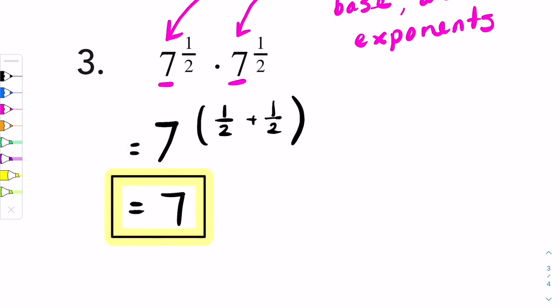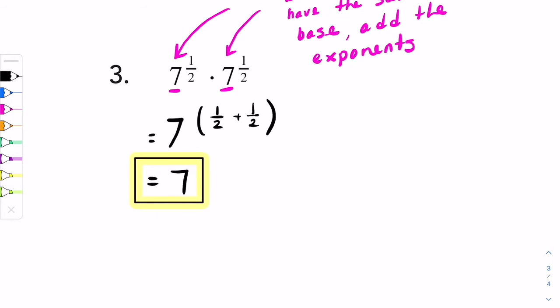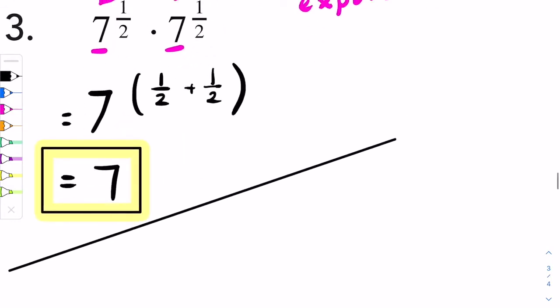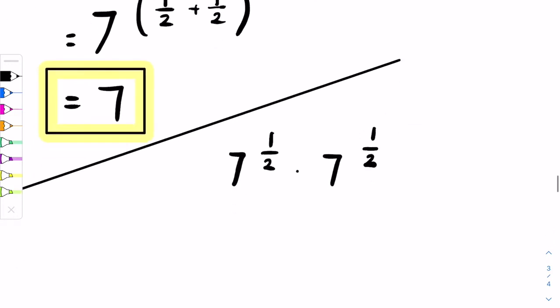Okay, say you didn't get that rule. Say you totally started this problem by using the method of converting to square roots. If that was the case, we'd have 7 to the power of 1/2 times 7 to the power of 1/2.